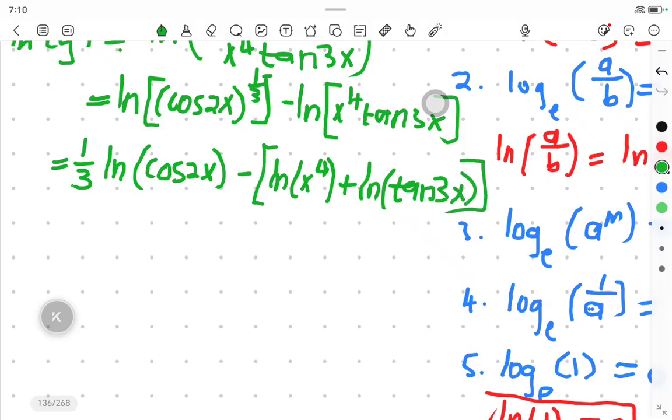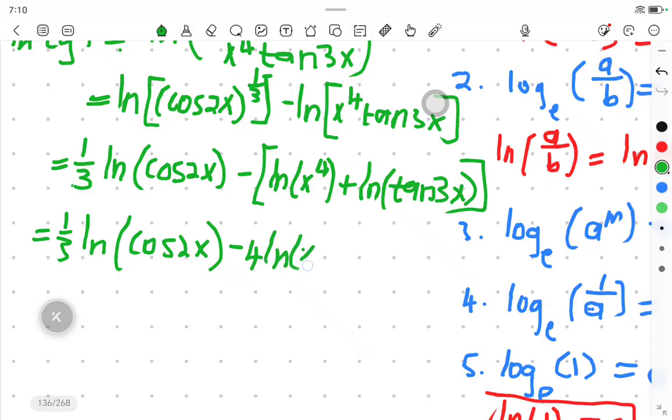Then I can simplify that further. Cos 2x minus, then here I drop the 4 because we have the exponent inside the ln, so I can just drop the 4. We have 4 ln of x minus ln of tan 3x.